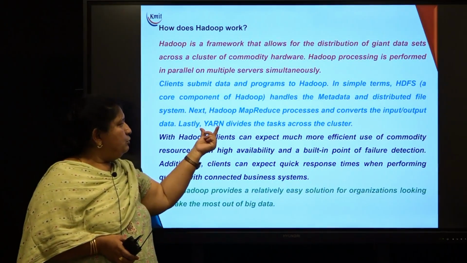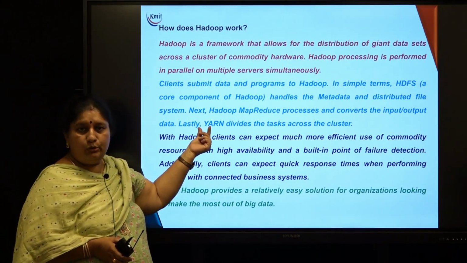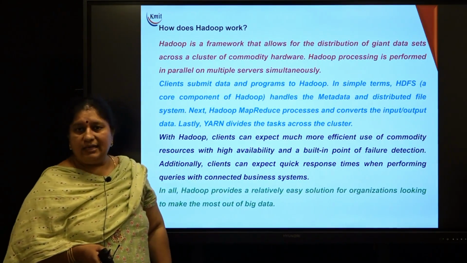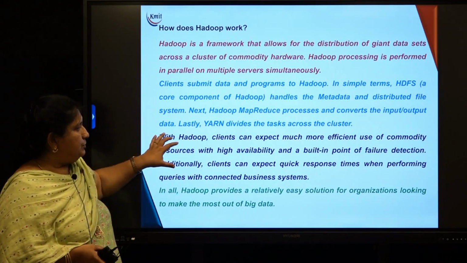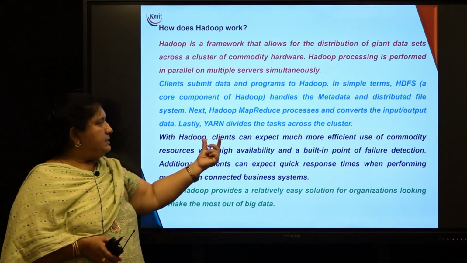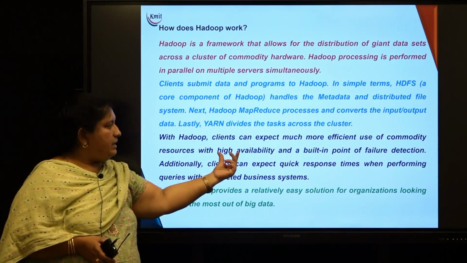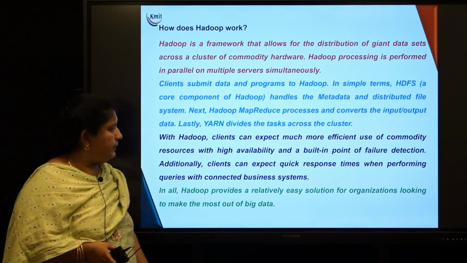Finally, there is one more thing called YARN, Yet Another Resource Negotiator. This YARN divides the tasks across the cluster. I will show you exactly what YARN is doing. So with Hadoop, clients can expect efficiency of commodity resources and high availability. This is very important and this is the core of Hadoop.